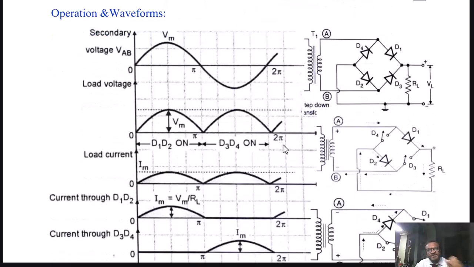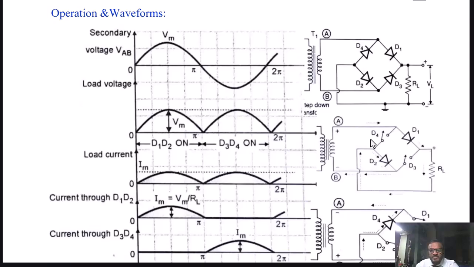Let us see the operation of the circuit and the waveform at various points in the circuit. Here, the first waveform shows the secondary voltage VAB, that is Vm sine of omega t, with the positive half cycle from 0 to pi and the negative half cycle from pi to 2 pi. Let us see the operation during the positive half cycle. See here figure number 2.